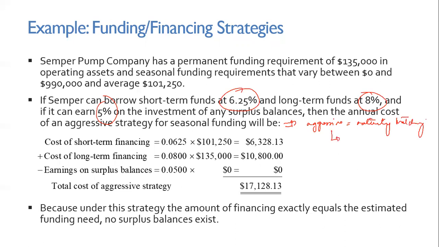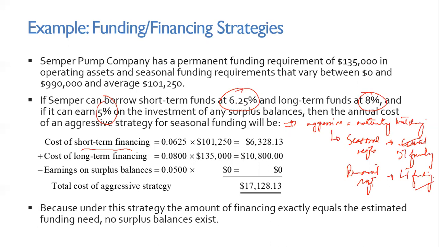Okay. Seasonal requirements funded out of current or short-term funding. Permanent requirements funded out of long-term funding. Okay. What will be the cost of this aggressive strategy? Okay. What's the cost of short-term financing? 6.25% times the average balance of the seasonal financing, which is 101,250. So this is the interest that you're going to pay.